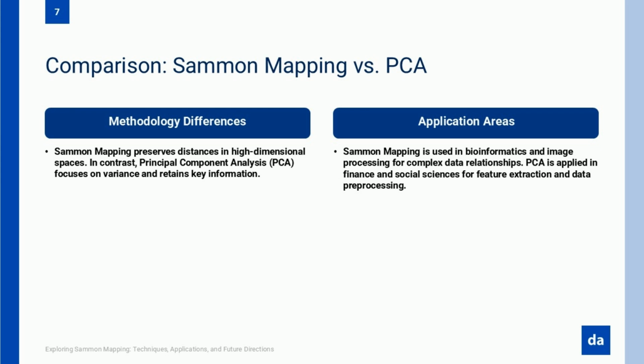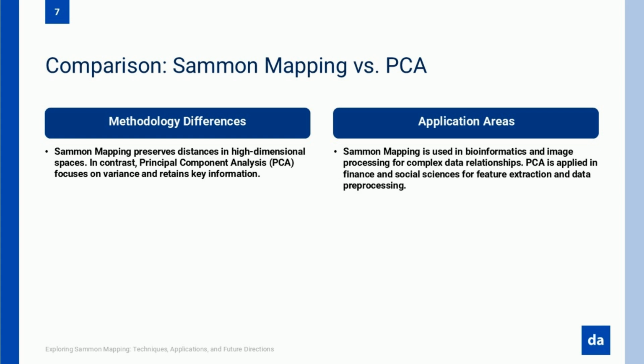Sammon mapping, on the other hand, is more like a finely tuned sculptor. It works by preserving the pairwise distances between data points rather than emphasizing variance. This means that if your data has nonlinear structures, Sammon mapping can capture and maintain these relationships much better than PCA. However, this also makes it more computationally expensive and dependent on good initialization.